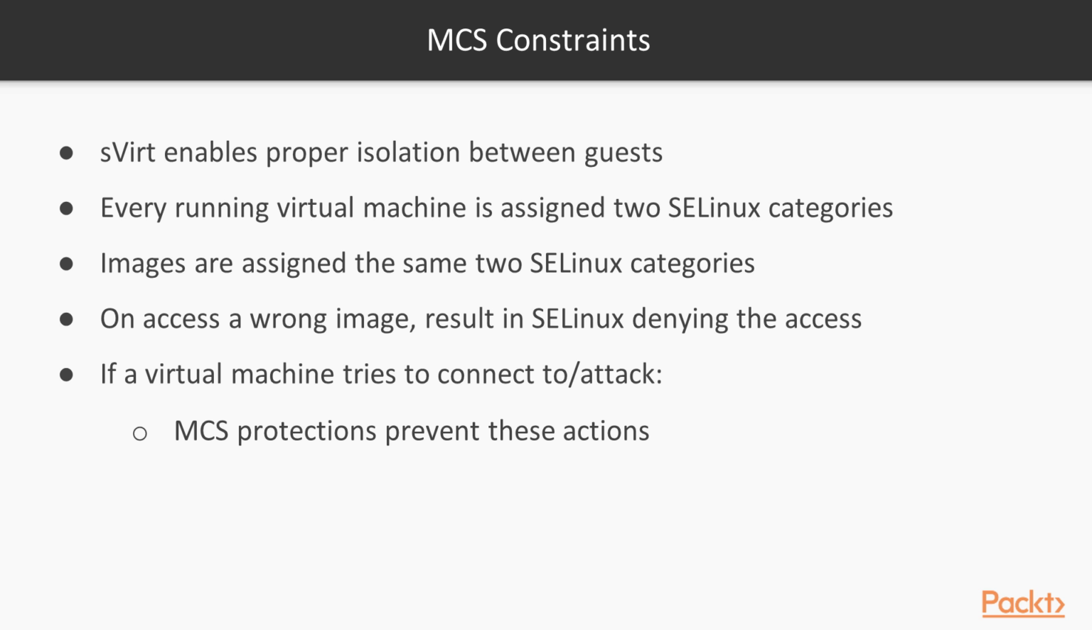Through the MCS constraints, sVirt enables proper isolation between guests. Every running virtual machine will be assigned two SELinux categories. The images that virtual machines need to use are assigned the same two SELinux categories. Whenever a virtual machine wants to access a wrong image, the difference in MCS categories will result in SELinux denying the access. Similarly, if one virtual machine is trying to connect to or attack another virtual machine, the MCS protections will once again prevent these actions from happening.